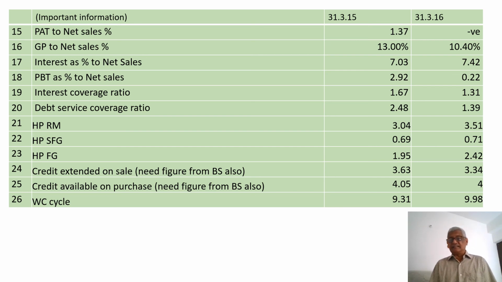The gross profit to net sale, which was 13%, declined to 10.40%. Interest as percentage to net sale has marginally increased from 7.03 to 7.42. Profit before tax as percentage to net sales, a terrific decline, from 2.92% to 0.22. Interest coverage ratio, that is how much is the EBITDA to pay the interest, that comes to 1.67%, which has declined to 1.31%. That is, its ability to service the debt is declining.